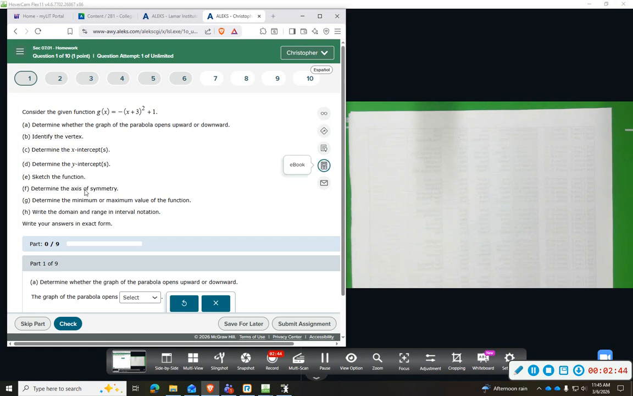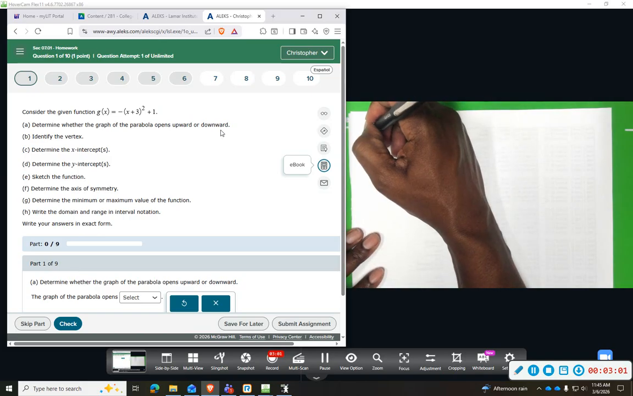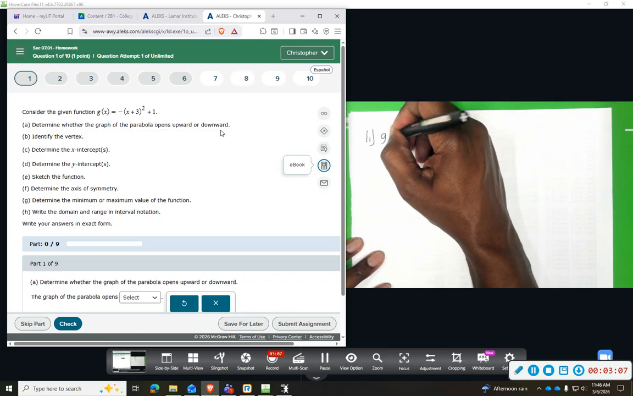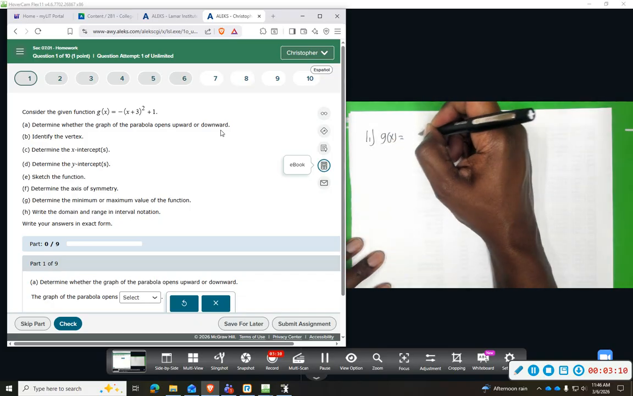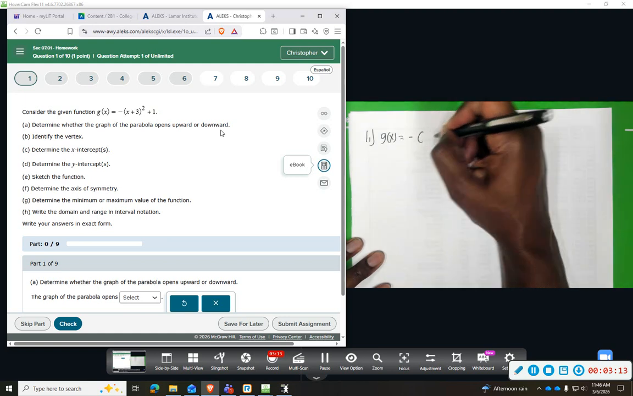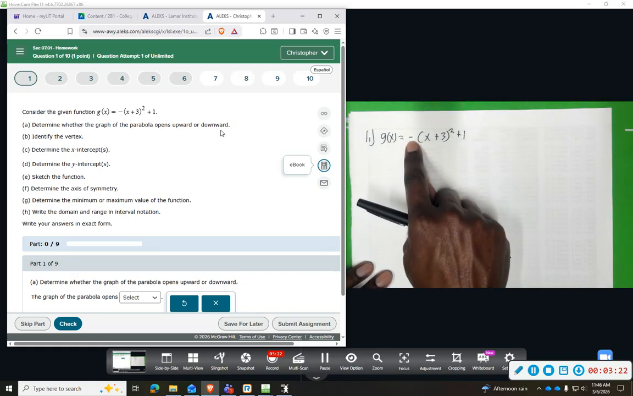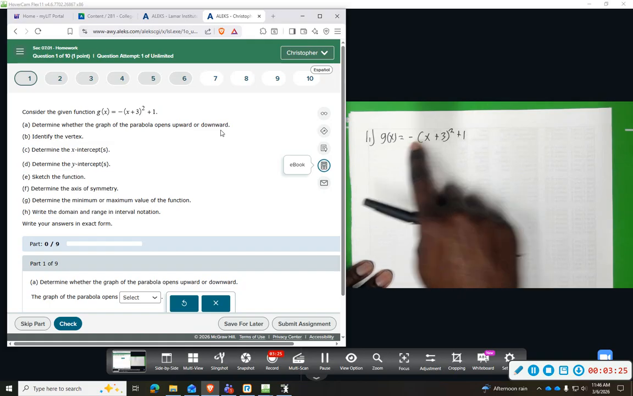So number one has 9 parts. We are given a function. It is in vertex form, so we can see the vertex h, k, and we're going to determine whether the parabola opens up or down. Okay, so let's talk about this right now. So I have this function g of x, and we have negative x plus 3 squared plus 1. So the leading term, which is a, will tell you if it opens up or down.